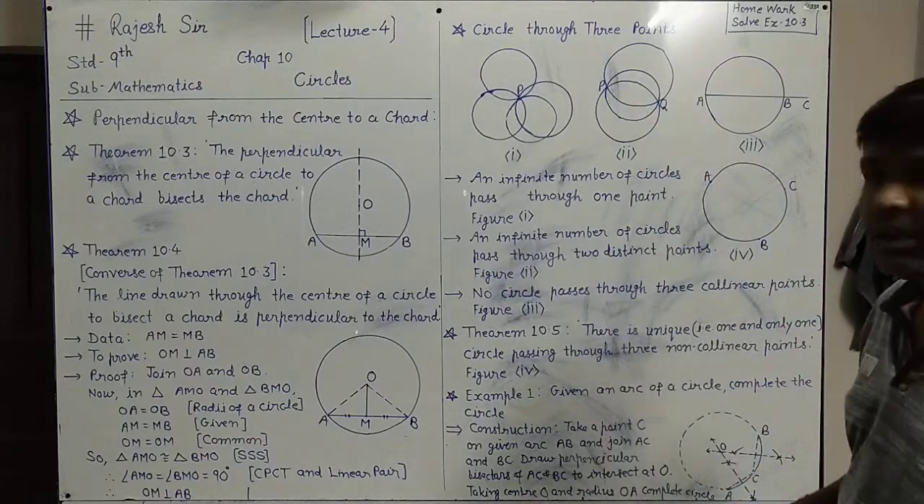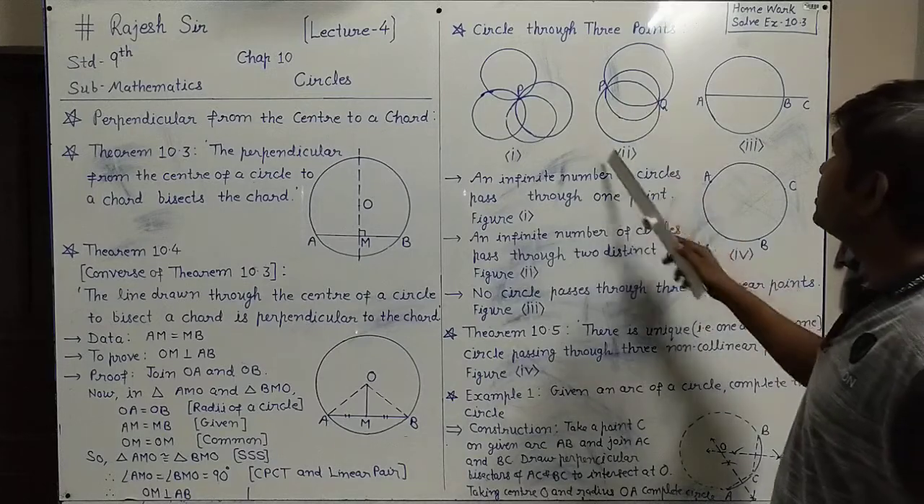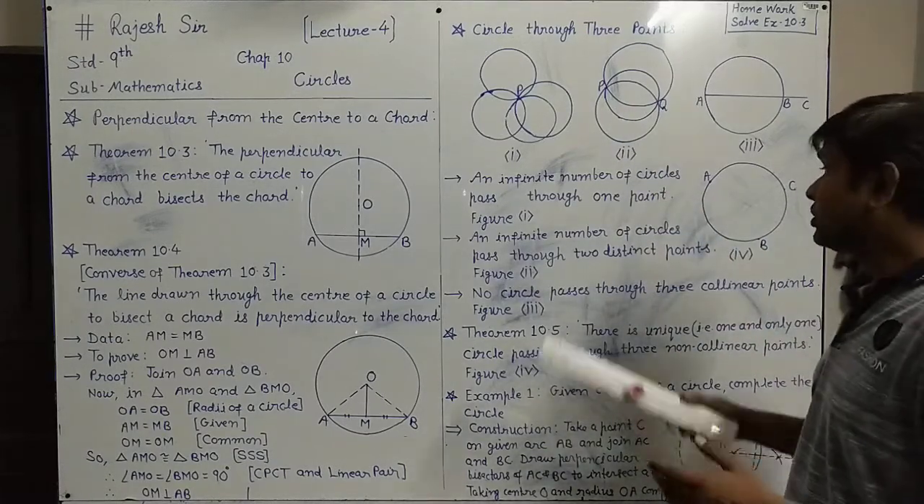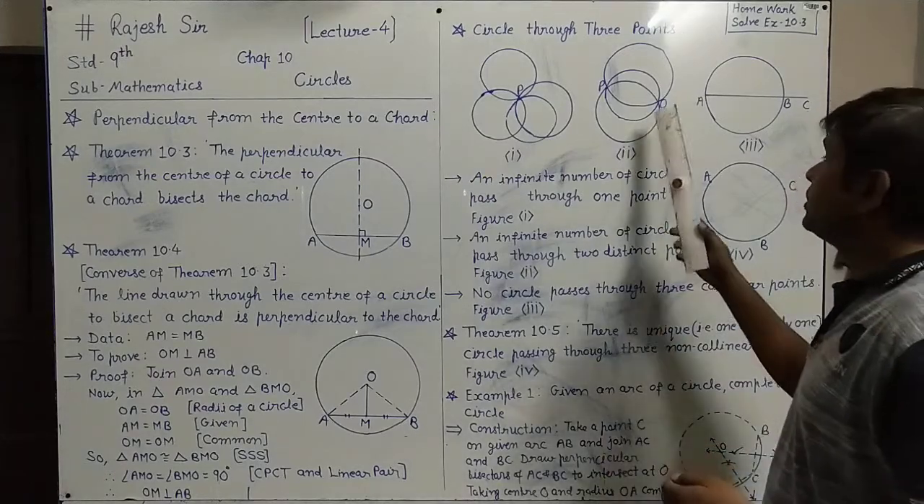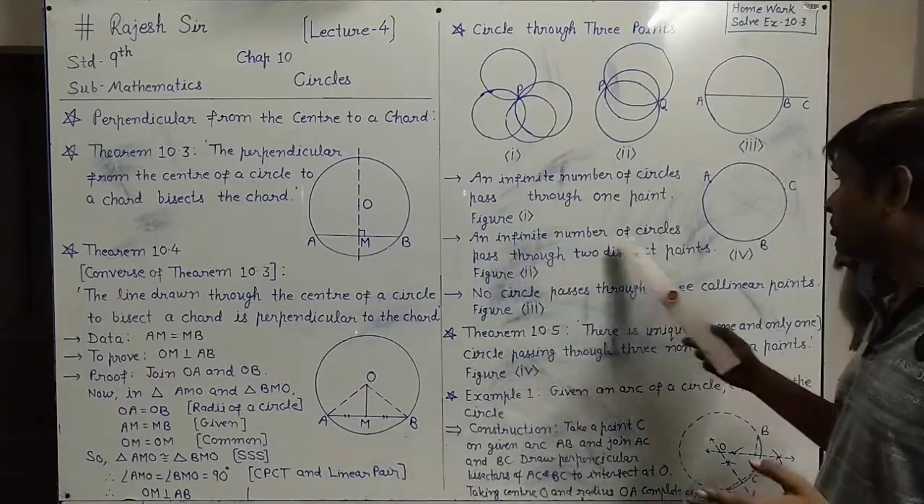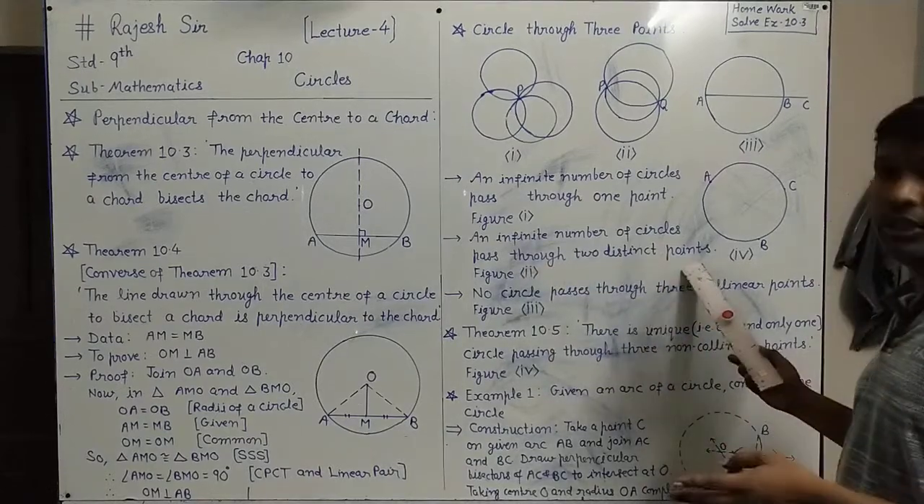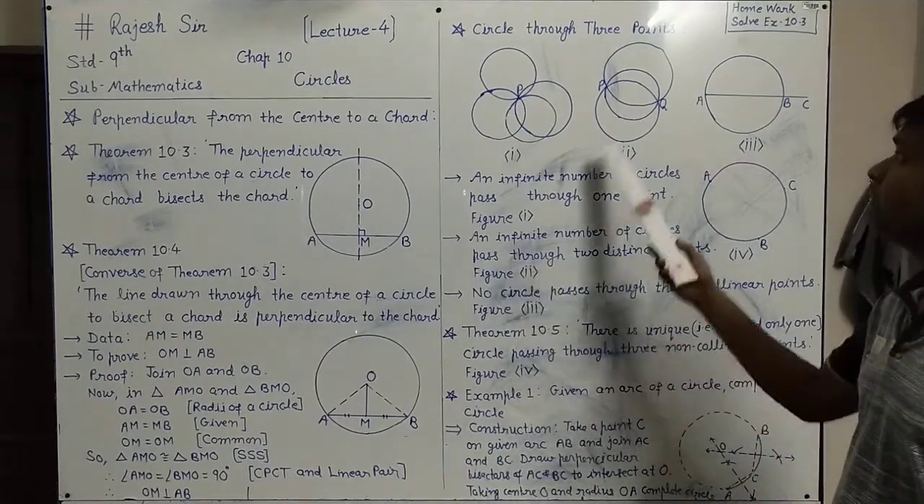So many circles can be drawn from this PQ passing through P and Q. So here also, infinitely many circles can pass through the 2 given points. So an infinite number of circles pass through 2 distinct points. This is figure number 2.